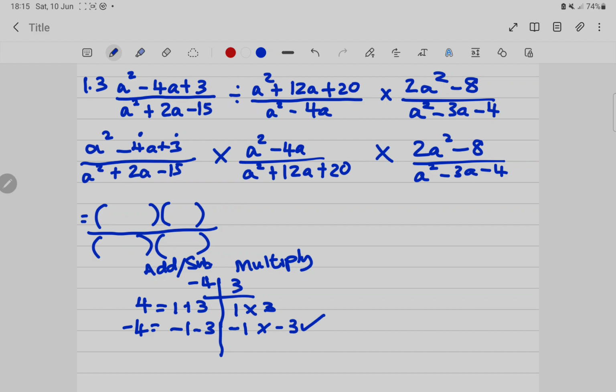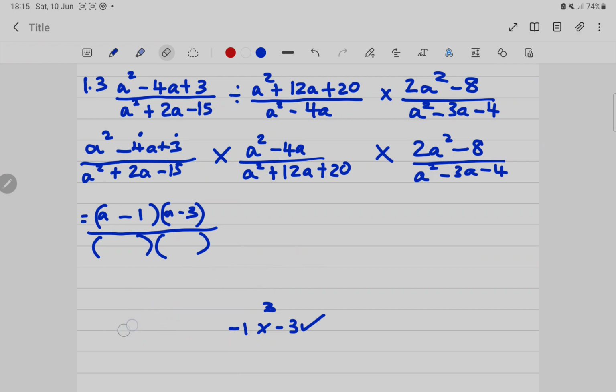So with this pair, let's start with a squared. A squared is a times a. Then for positive 3, when we multiply, and negative 4 when we add, it's going to be negative 1 and negative 3. So these are our factors. Now let's move on to the denominator.